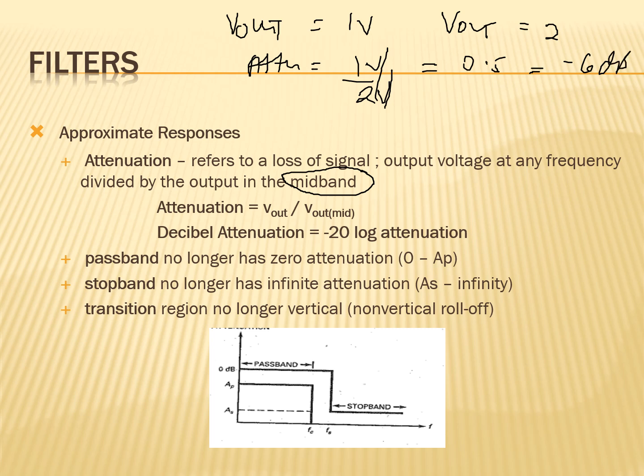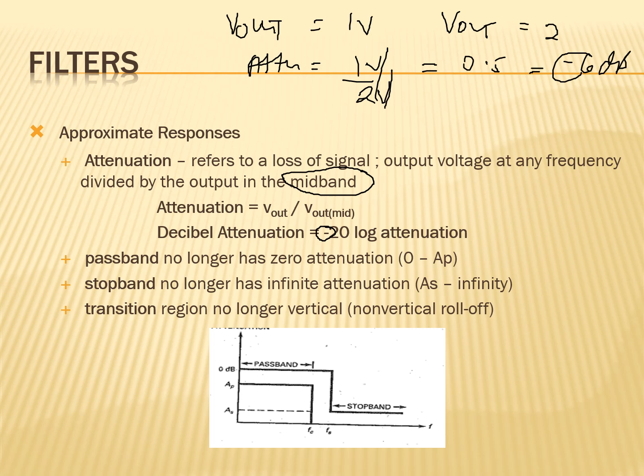However, we usually represent attenuation in terms of decibels. That's why we call it decibel attenuation. We put a negative sign here because, since it is attenuation, we are expecting an answer which is negative. So it's negative 6 dB, but our attenuation is positive 6 dB because of the negative sign here. The negative sign here allows us to always have a positive value.